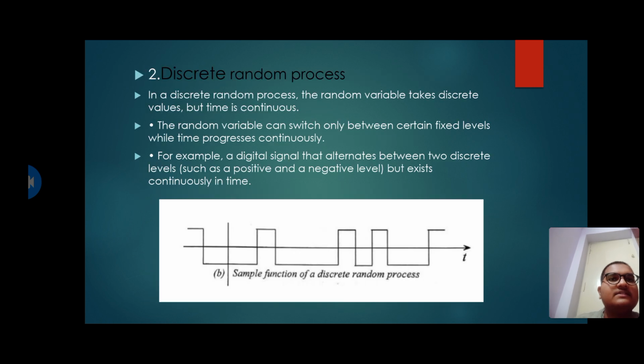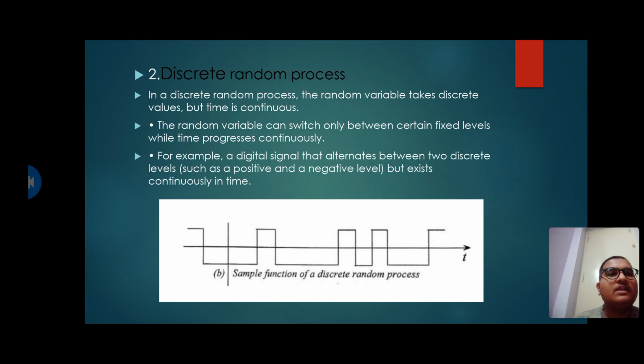Next, the discrete random process. In a discrete random process, the random variable takes discrete values, but time is continuous. The random variable can switch only between certain fixed levels while time progresses continuously.